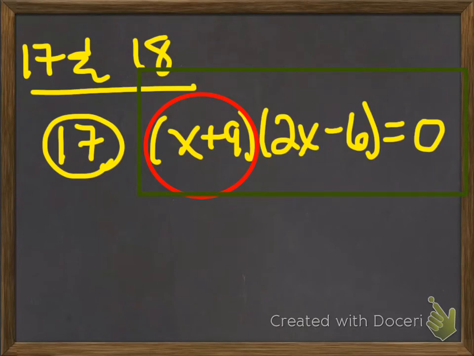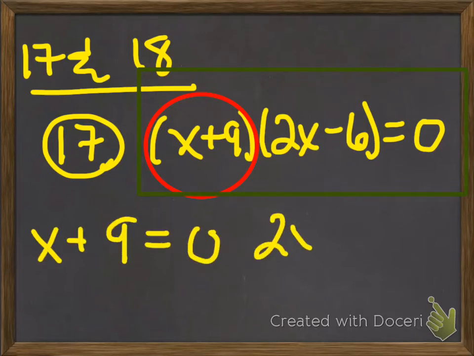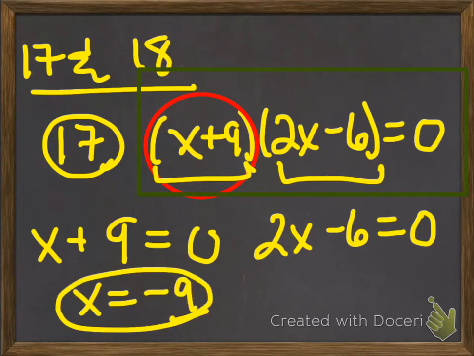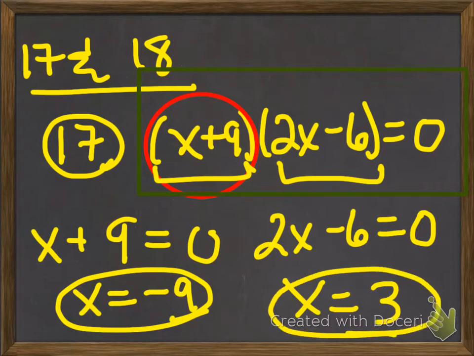So I'm going to take each factor, x plus 9 is equal to 0, and 2x minus 6 is equal to 0, because either one could be equal to 0 in order for the entire equation to be 0. I'm going to solve for x there. X is equal to negative 9 here, and x is equal to 3 here when you show your work. You're going to do the same thing for number 18.